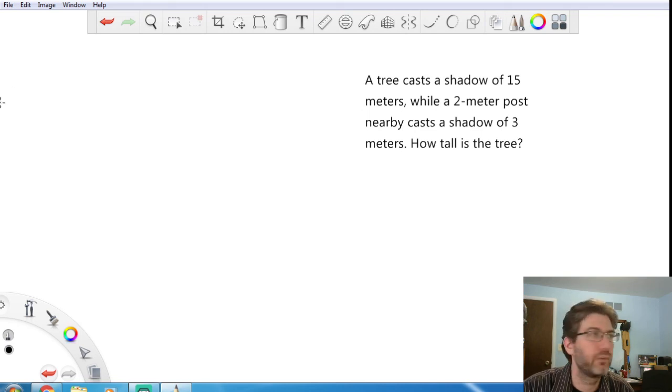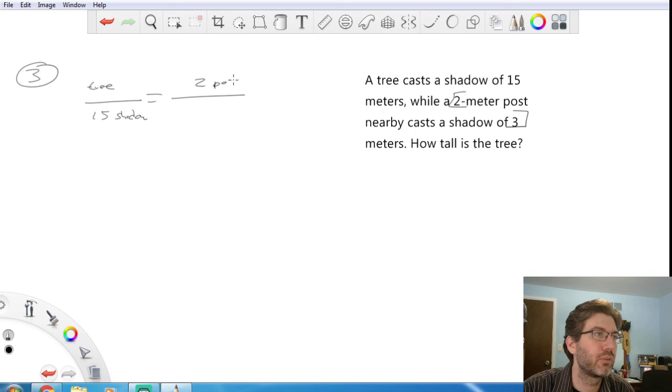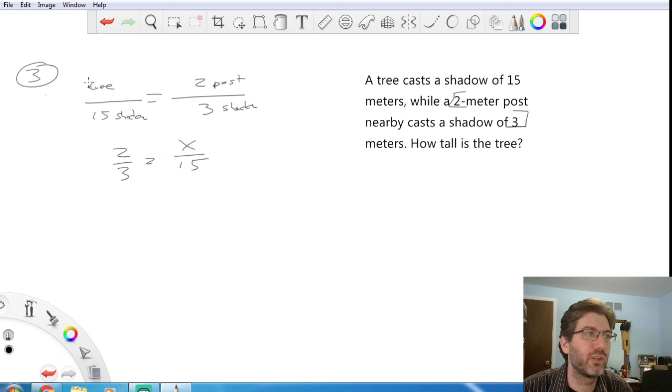See, Sarah asked for a 3 again. So 3. Again, just keep in mind which ones are shadows and which ones are actual objects. A tree casts a shadow 15 meters. One way to look at it is you have the tree on top and the 15-meter shadow on the bottom. And then your next one is a 2-meter post casts a shadow of 3 meters. So the post is 2 meters and a 3-meter shadow. Or you could use this as your original ratio, so 2 to 3 equals X over 15. Either way, it's the same math.